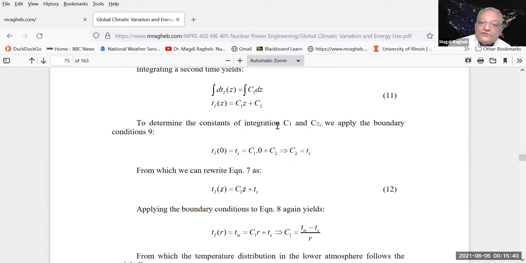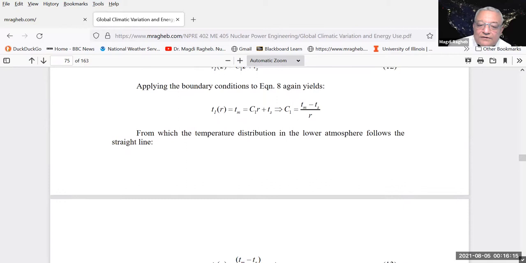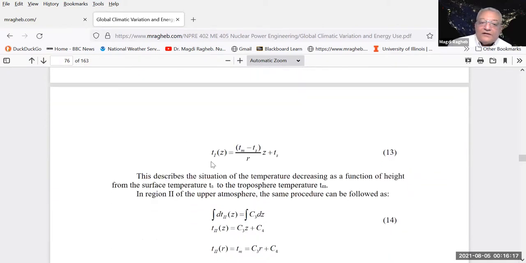It gives you the value of C2 as being T sub S, from which you can rewrite the equation as C1 Z plus TS. You then apply the second boundary condition to determine the value of C1, in that case the temperature at the troposphere itself. It gives you a value of the constant of integration C1 as T sub M minus T sub S, divided by the height of the troposphere. So yes, we can get a temperature distribution.